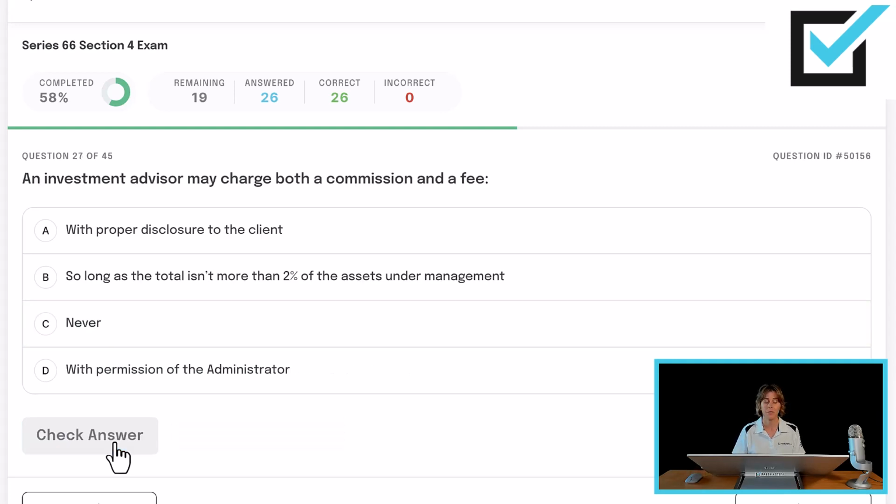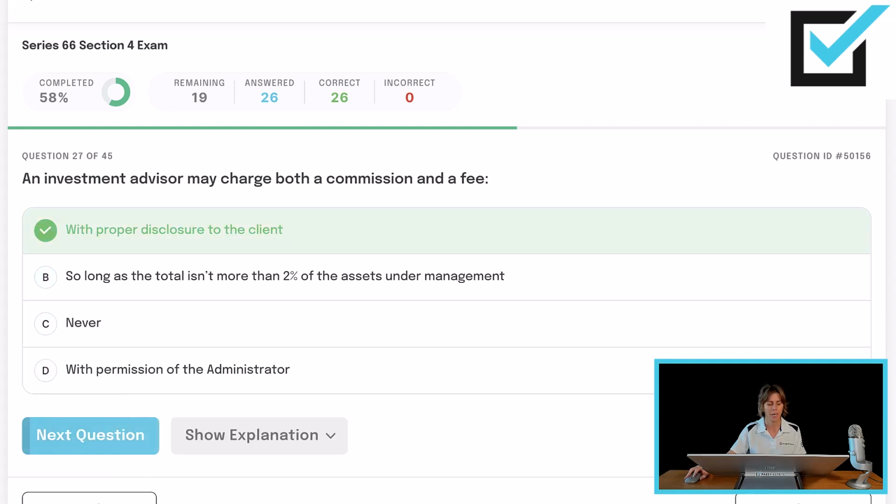An investment advisor may charge both a commission and a fee with proper disclosure to the client. Other choices, so long as the total isn't more than 2% of the assets under management, never or with permission of the administrator. It's very common that products that an investment advisor recommends, they collect a commission on, and then they charge an asset-based management fee. It is allowed with proper disclosure to the clients.